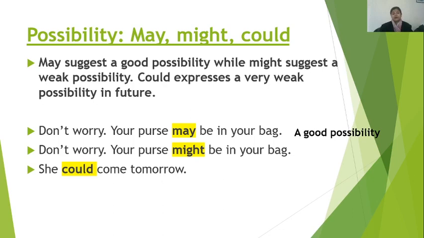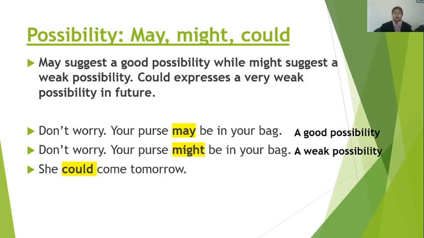Now, when I say don't worry, your purse might be in your bag, when I say might, it means that I am 80% sure. It means it could be somewhere else, but the maximum possibility goes that the purse is right there in the bag only. I am 80% sure, not 100%. So when I am 80% sure about the possibility of a thing, I say might. So it shows a weak possibility.